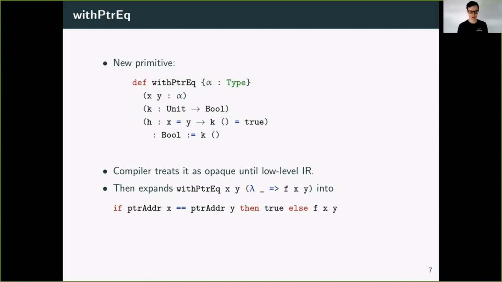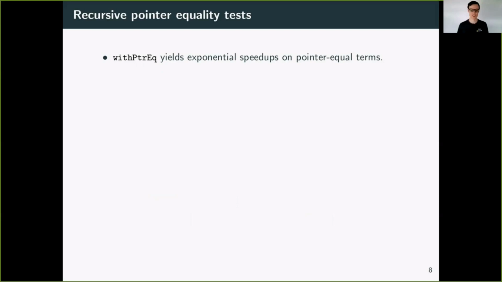It first checks if the pointer addresses of x and y are the same. If they are, it returns true. Otherwise, it evaluates the thunk. And the precondition h guarantees that this version respects the pure version by a very simple argument. Now, withPointerEq alone already can yield exponential speedups on pointer equal terms, trivially.